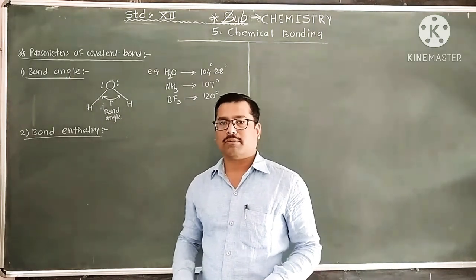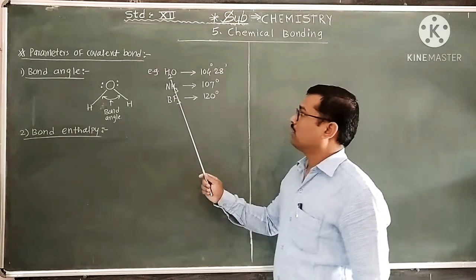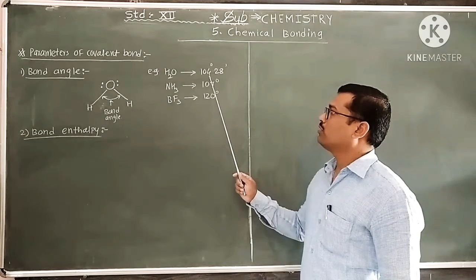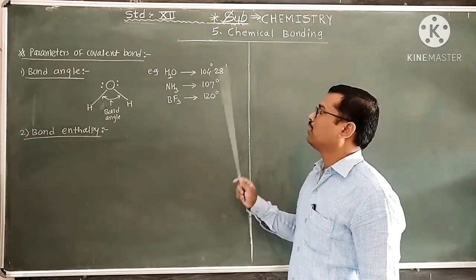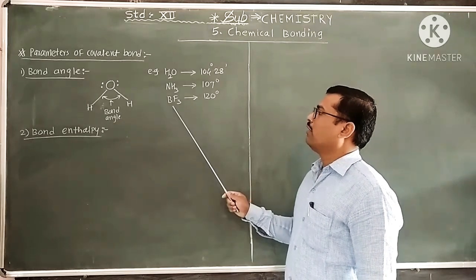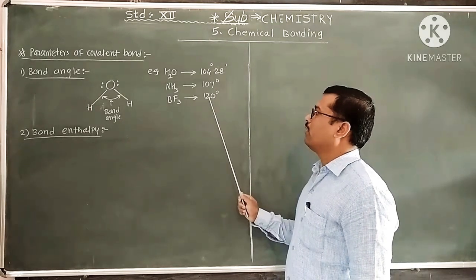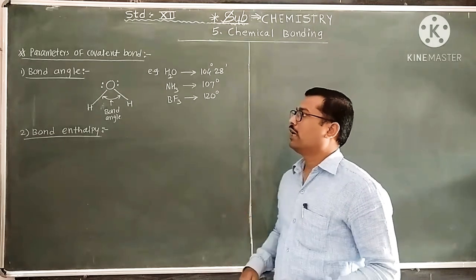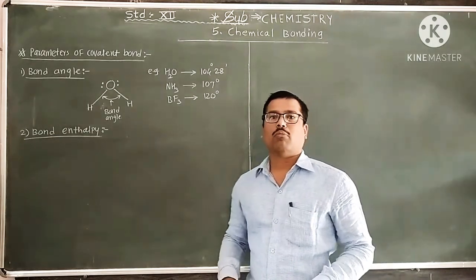Now some examples. First one, H2O, the bond angle is about 104 degrees 28 minutes, whereas in NH3 ammonia it is 107 degrees, whereas in BF3 it is 120 degrees. These are examples of bond angles.